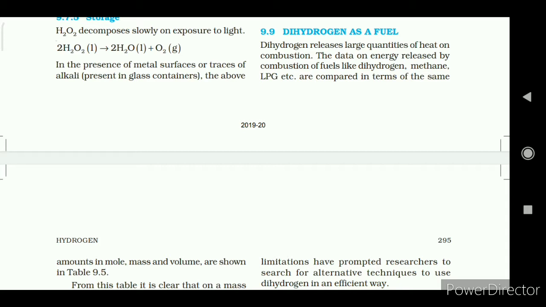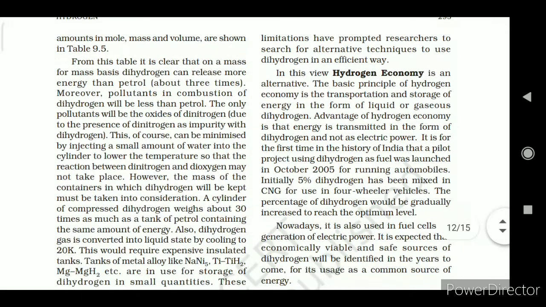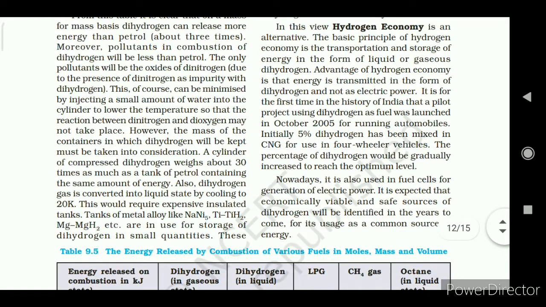A cylinder of compressed dihydrogen weighs about 30 times as much as a tank of petrol containing the same amount of energy. Also, dihydrogen gas is converted into a liquid state by cooling to 20 Kelvin. This would require expensive insulated tanks. The tanks of metal alloy like NaNi5, TiTiH2, MgMgH2, etc. are in use for storage of dihydrogen in small quantities. These limitations have prompted researchers to search for alternative techniques to use dihydrogen in an efficient way.